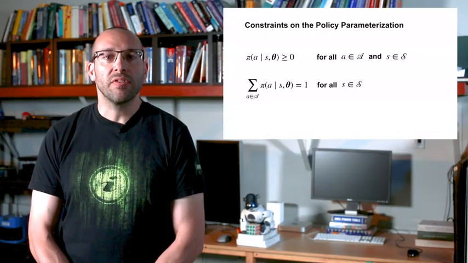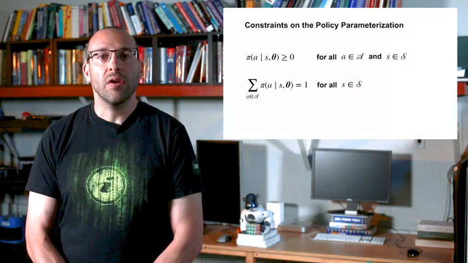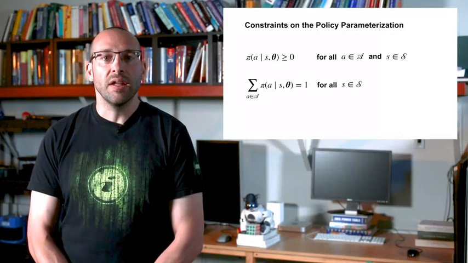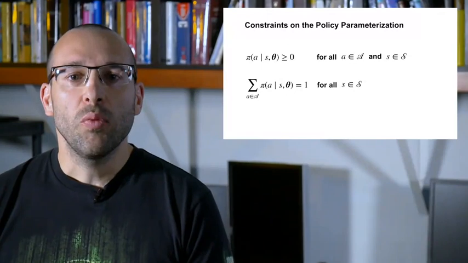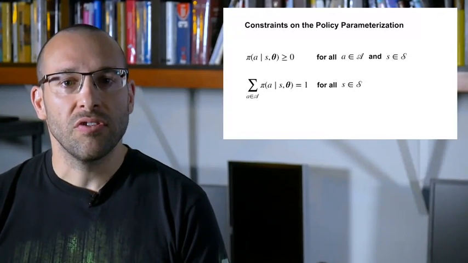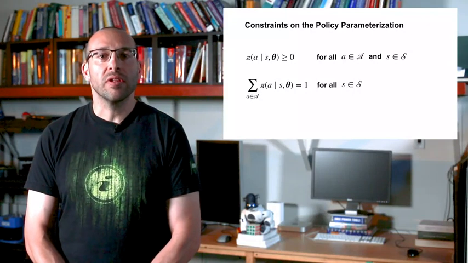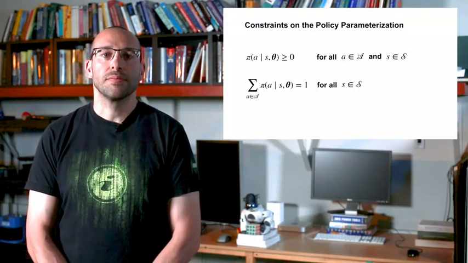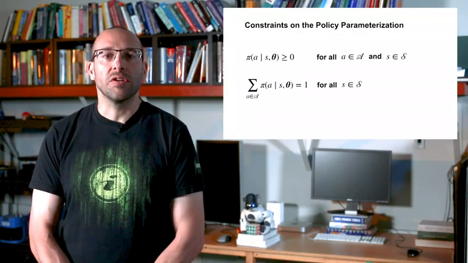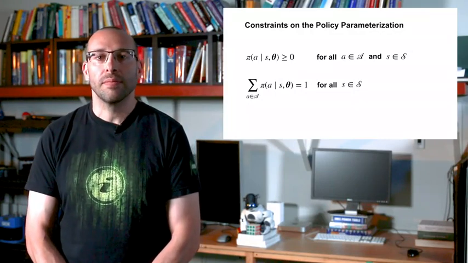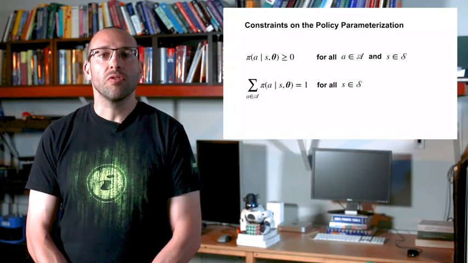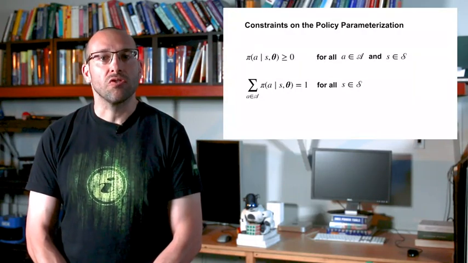Specifically, the probability of selecting an action must be greater than or equal to 0. And for each state, the sum of the probabilities over all actions must be 1. It requires some thought to satisfy these conditions for a parameterized function. For example, this means we cannot use a linear function directly, like we did with value function approximation. There is no easy way to guarantee that a linear function will sum to 1. Instead, we will need to restrict the class of functions we can use to construct policies.